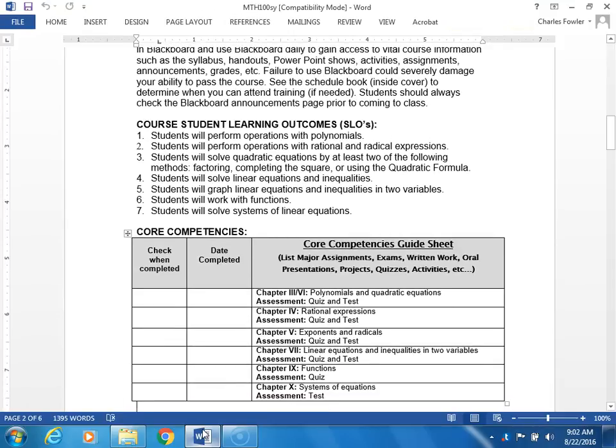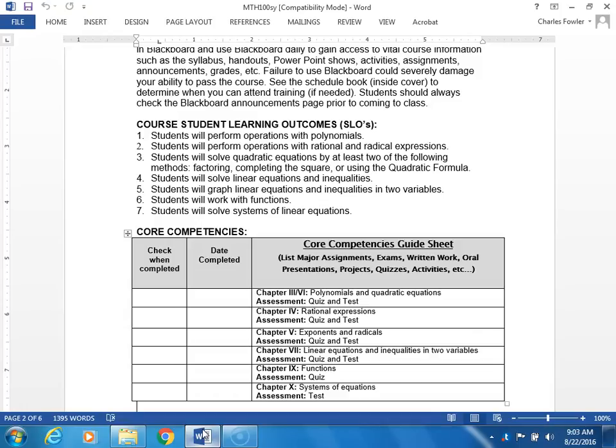All right. Okay? That's Chapter 3 with a few sections in 6. I'll go over that in a minute. Students will perform operations with rational and radical expressions. That's Chapter 4, rational expressions. Chapter 5, radical expressions. Okay? Students will solve quadratic equations by at least 2 of the following methods: factoring, completing the square, using the quadratic formula. That goes back up to Chapters 3 and 6.